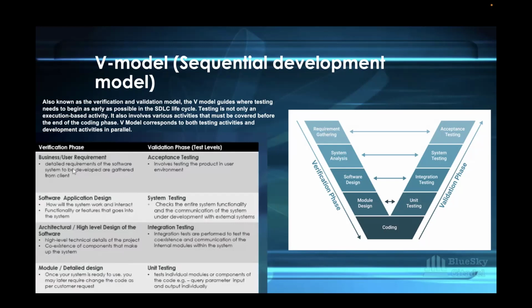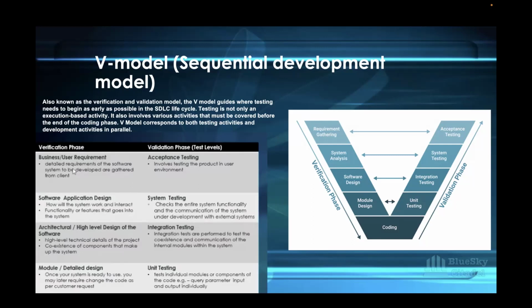Then you also have software application design: how will the system work and interact, and the functionality or features that go into the system. So this is you checking the entire system functionality and the communication of the system under development with external systems, like the plumbing and the electricity bringing you hot water. That's for integration. Now this is you checking the whole house. Is everything working as expected? Is the electricity properly connected? Are the stairs built properly? Things like that. Does the house meet construction quality?